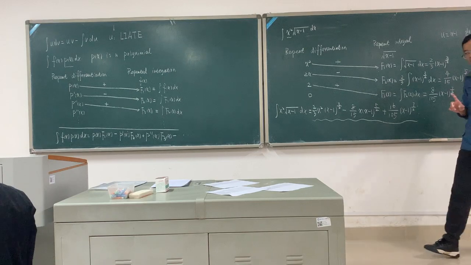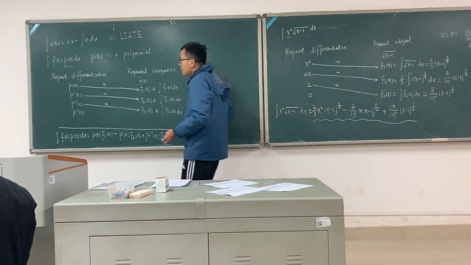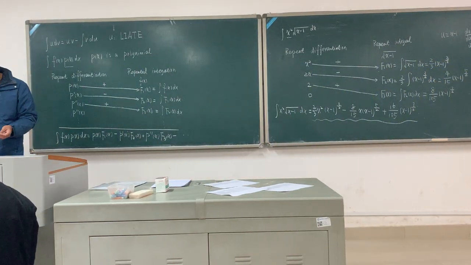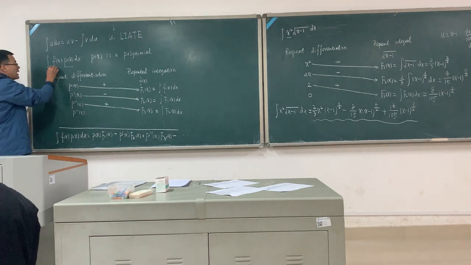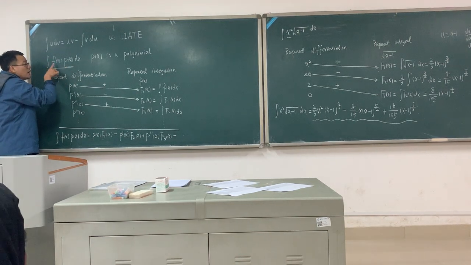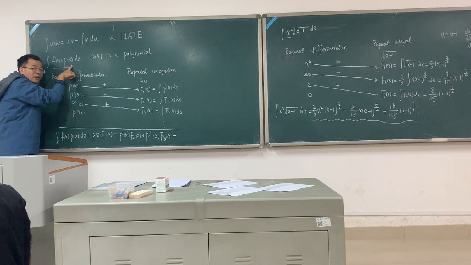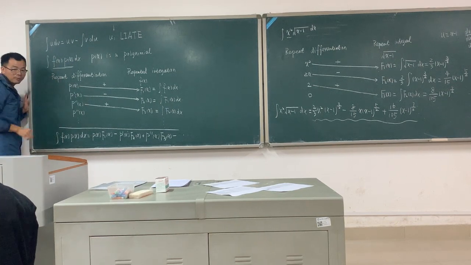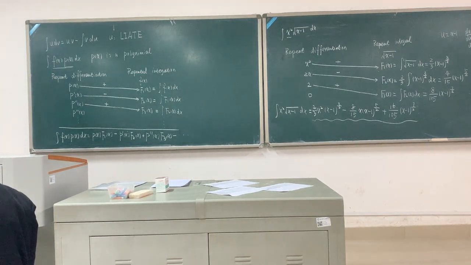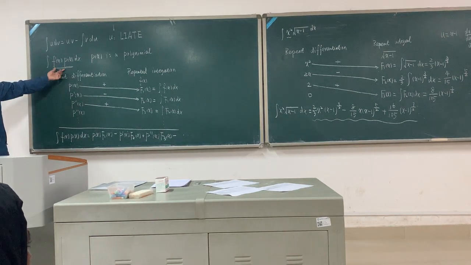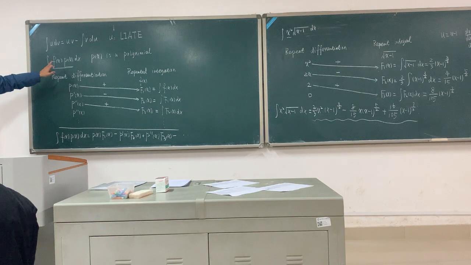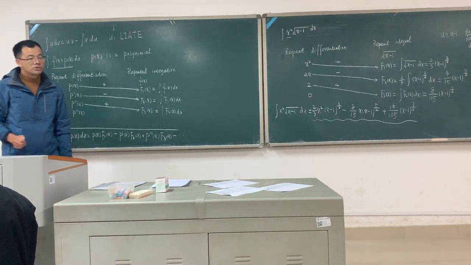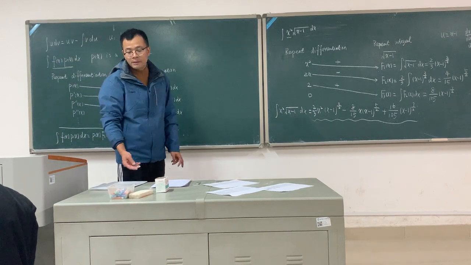So remember, this method is just valid for this form: a function times a polynomial. Just this method, just valid for this form, a function times a polynomial. So this is this part.